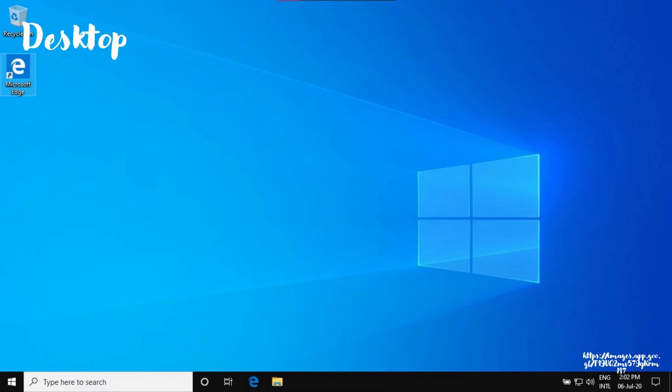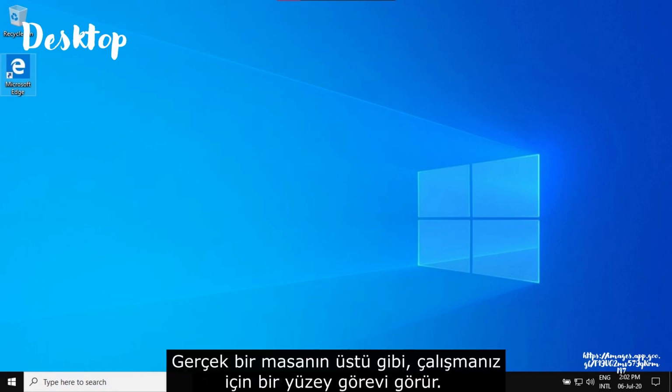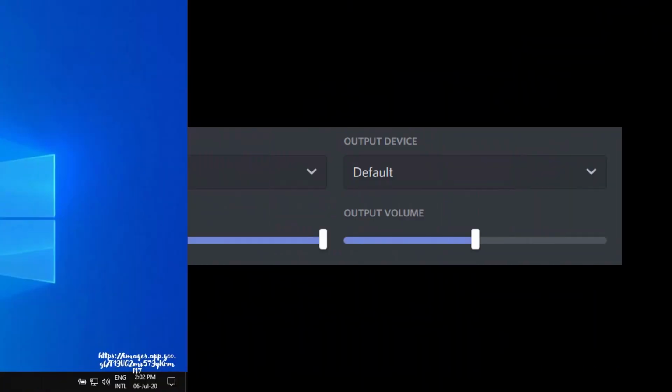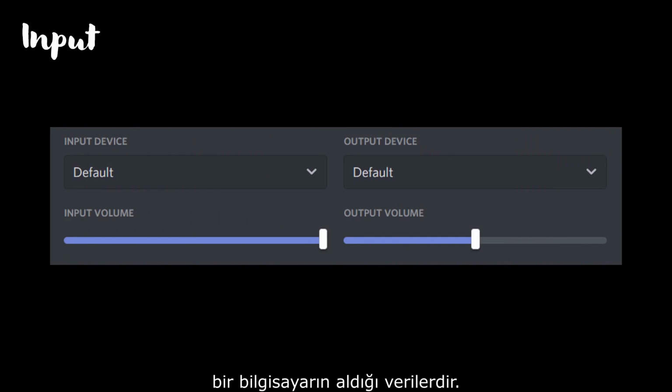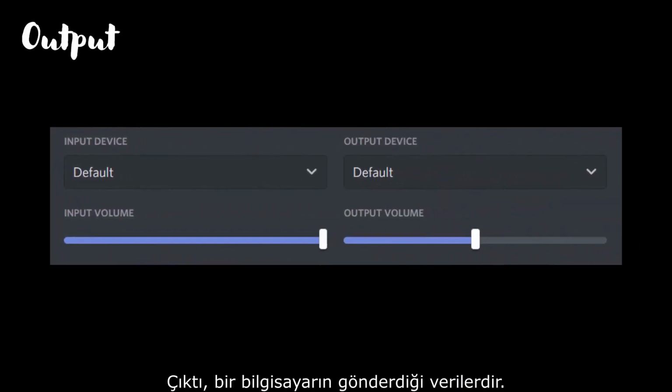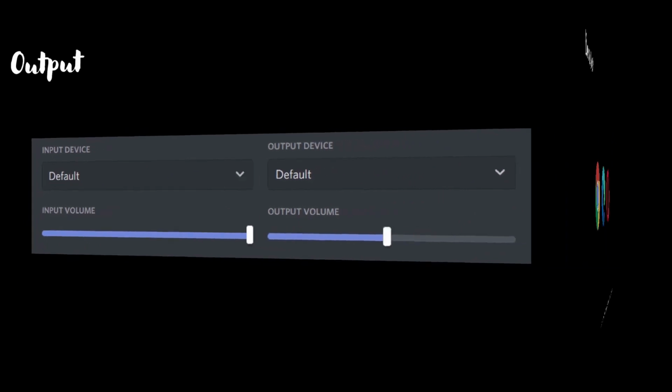Desktop. It acts as a surface for your work, like the top of a real table. It is where programs or folders are located. Input is data received by a computer. Output is data sent by a computer.